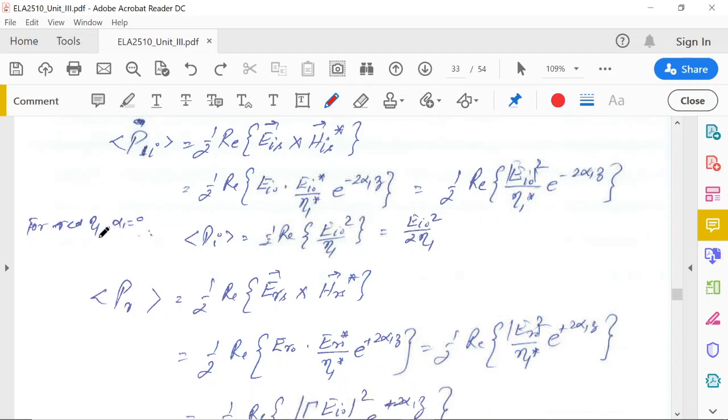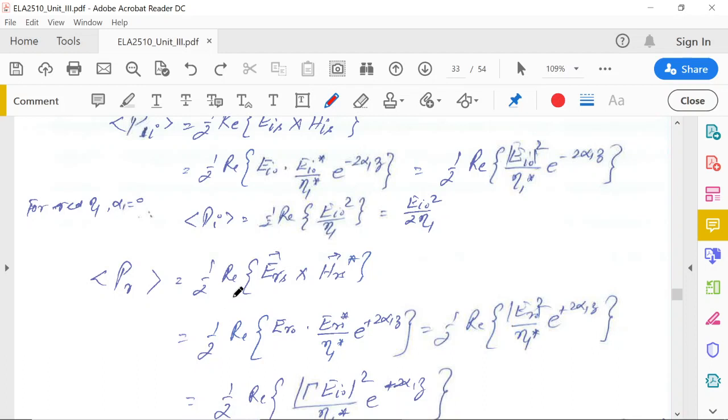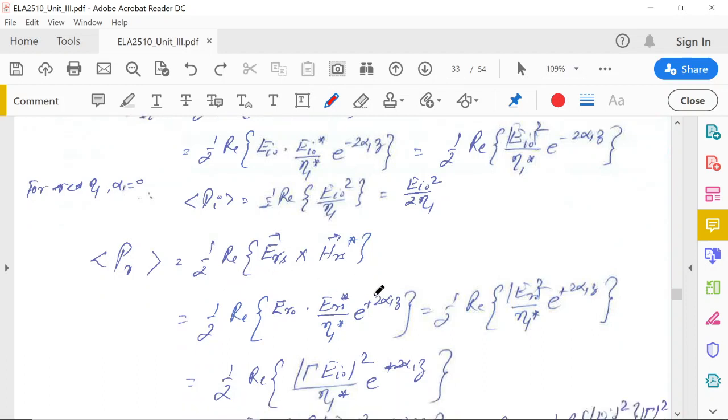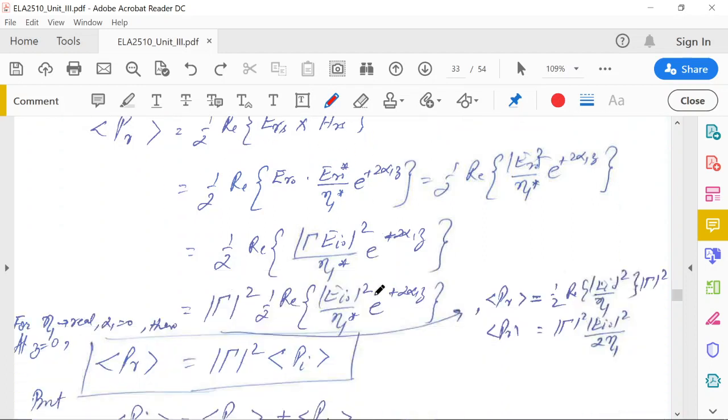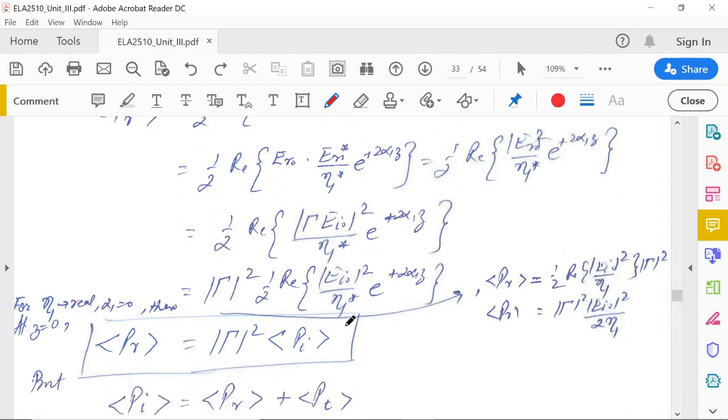Okay. So for real eta 1, if eta 1 is real, then alpha 1 is 0 and power is given by E_i0 squared over 2 eta 1. And similarly, the time average power of the reflected wave is given by half Re of this expression here. So you will get this expression, and when you get this one, you will get the reflected power here. This is the reflected power, you can find out.